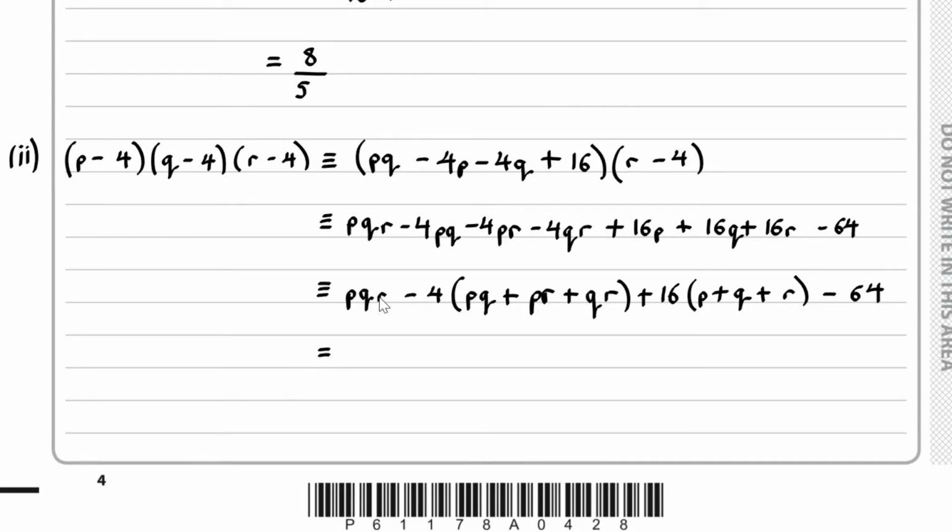So we have 5 minus 4 lots of 4 plus 16 lots of 2 minus 64. You'd find we get minus 43.